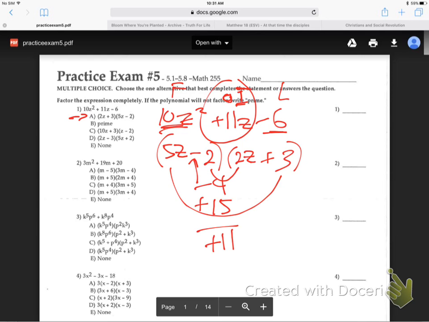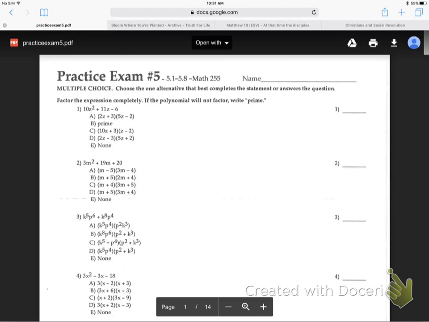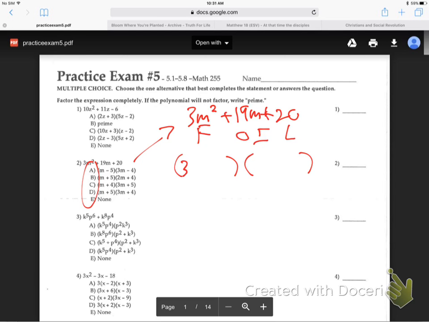If you're okay with that, I'll rapidly move on to number 2. Number 2 is 3m squared plus 19m plus 20. Any number factored in the front of anybody? No, there's no number in the front, so just do the FOIL, dive right in, 2 parentheses, front times front, 3m times m. Last times last to be 20, 5 and 4.